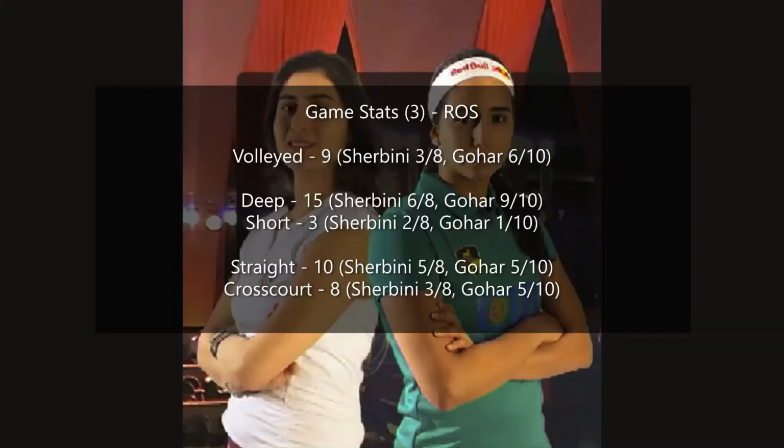With the straight returns as well, even though they both have 5 each, Sherbini's 5 was in 8 returns of serve, while Gohar's was in 10, which shows that Sherbini is more likely to go straight on her return of serve than Gohar. And also with the cross court, Sherbini 3 out of 8 and Gohar 5 out of 10. Quite close, but Gohar is more likely to go cross court on her returns of serve over Sherbini.